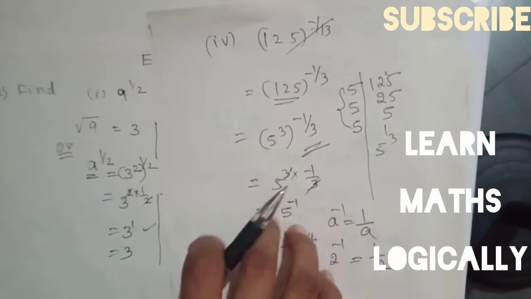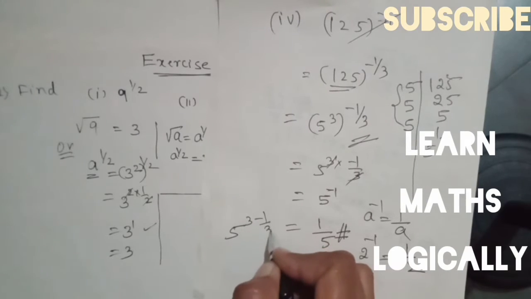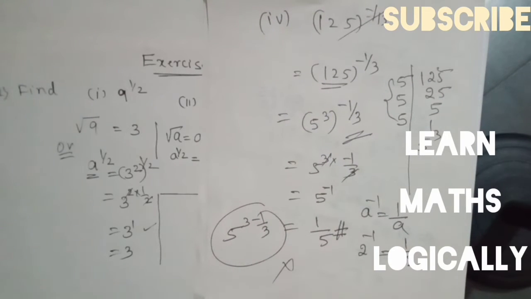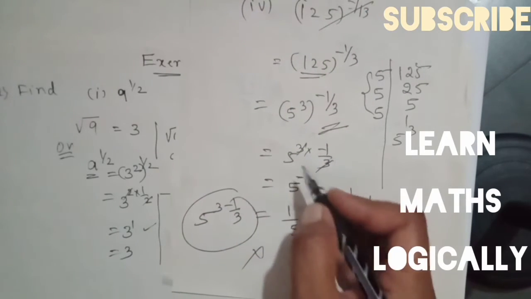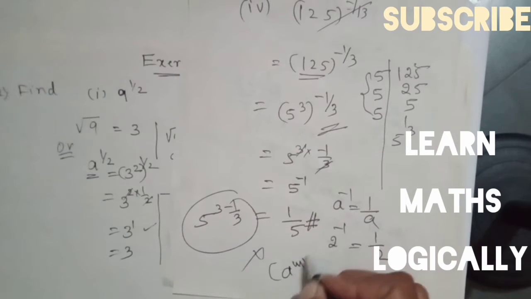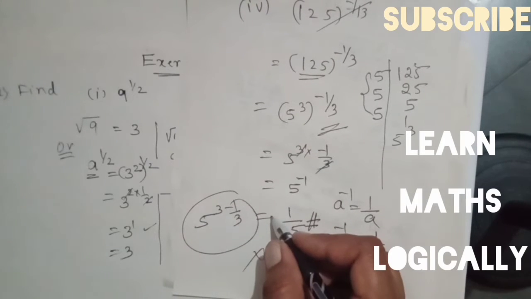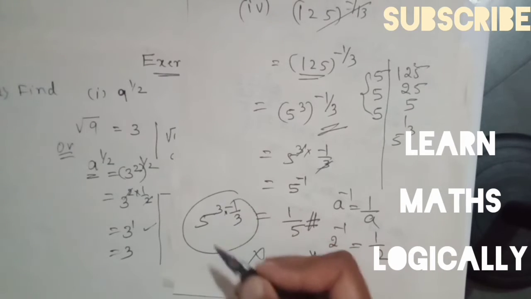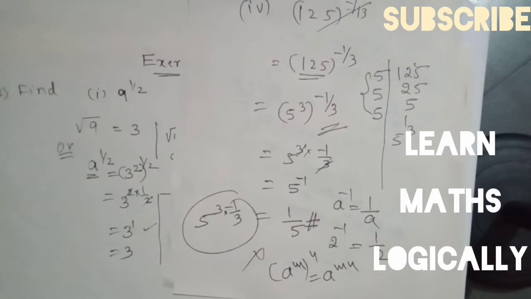See what mistake happens here. You may go this way, 5 raised to 3 minus 1 by 3. If you go this way, it is wrong. So you are not solving that way. It is a raised to m raised to n, it is a raised to mn. They get multiplied. So be careful, put the multiplication sign and solve this in this way. Then you will get the correct answer.